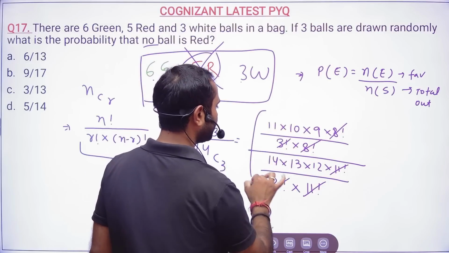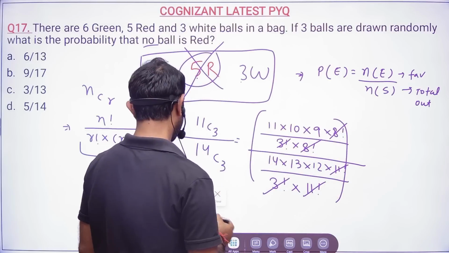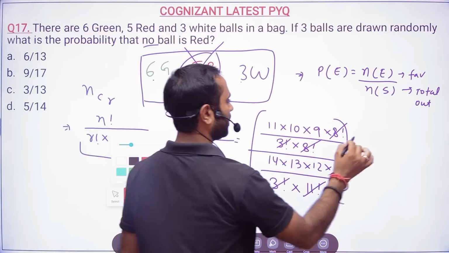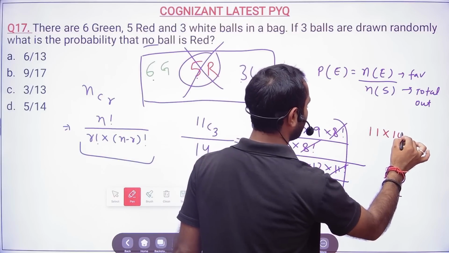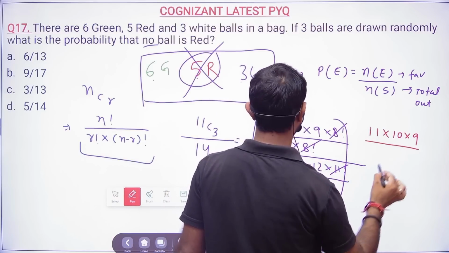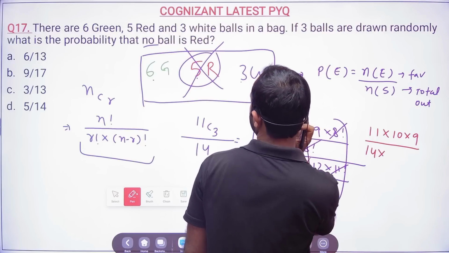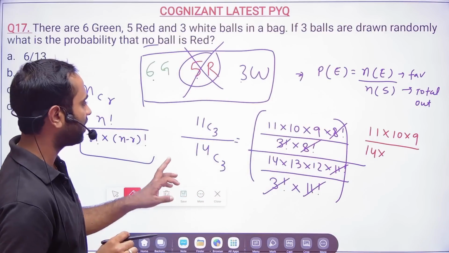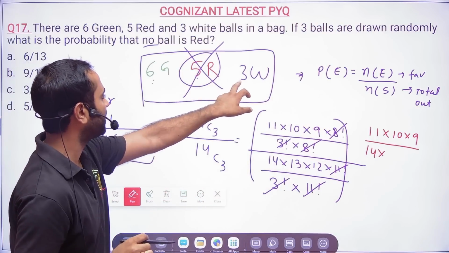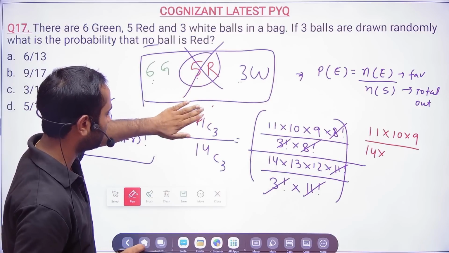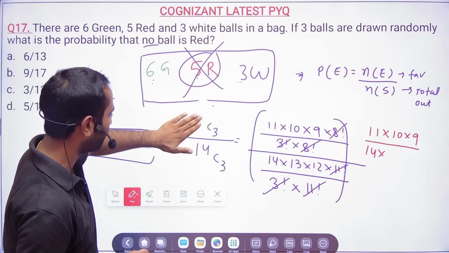Now you have this particular one which we have to solve, right? So let me take another pen. So 11 into 10 into 9 divided by 14 into 13 into 12. Okay, so I have done one small mistake here. 6 plus 3 will be 9. I have put 11 here. So we will just remove it.